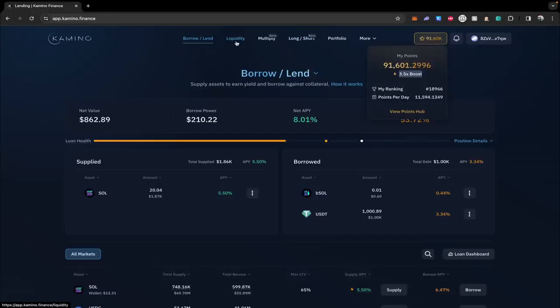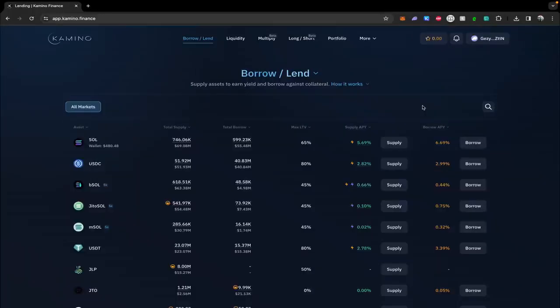I have multiple wallets farming this airdrop. And in this particular wallet, I'm using 20 Solana. However, in this video, I'm going to be using a fresh wallet with just 5 Solana for demonstration purposes. So please be aware that with 5 Solana, you're not going to be making 11,000 plus points per day. The purpose of this video is to show you guys exactly how to achieve that maximum 3.5 boost, the highest boost currently available on Kamino, without massively overexposing yourself.